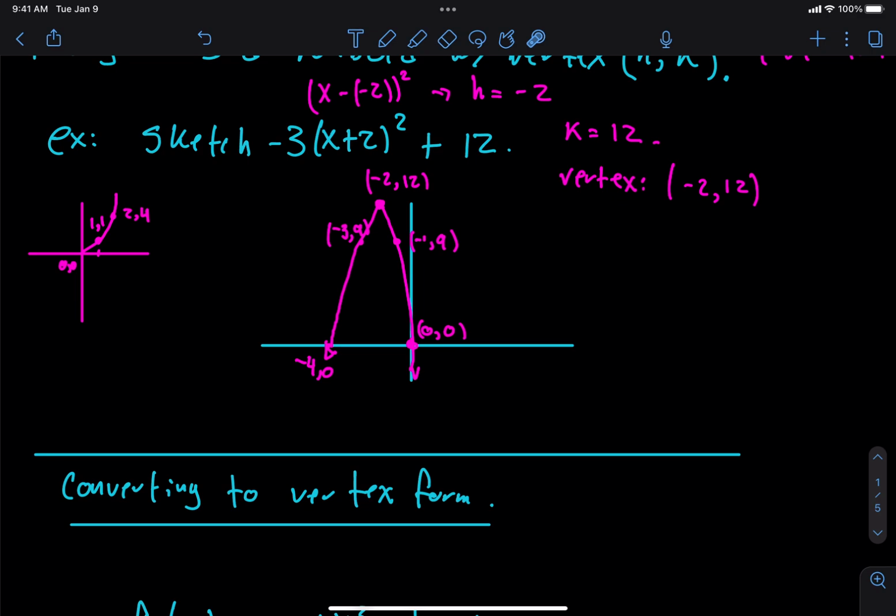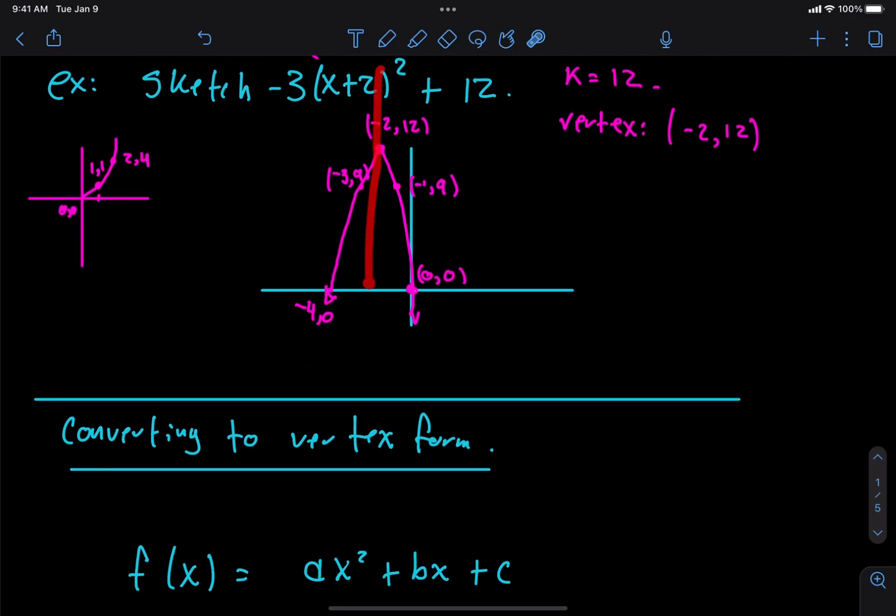The most important thing is that we put the vertex where it needs to go and it's opening in the correct direction. From there, if you want to add some extra points, probably that would be a good thing to make sure that you draw it reasonably to scale. I would say going over 1, going over 2, that's probably enough. And you only need to do it in one direction, right? Because it's symmetric.